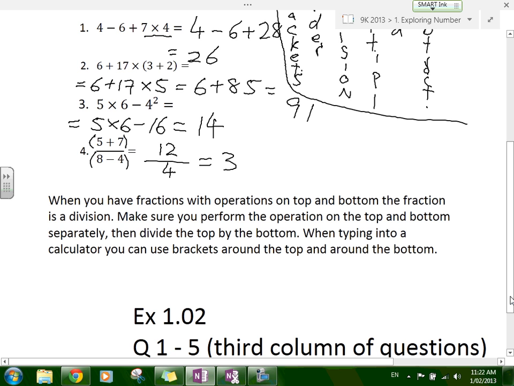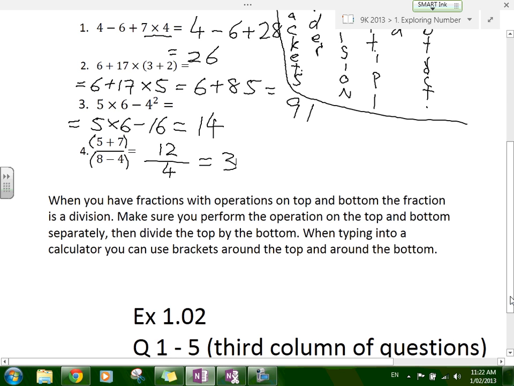Alright, so this is the important point about a fraction. A fraction is a division operation. When you have the numerator over the denominator, that's a division. That's what it's saying. So half actually is 1 divided into 2 parts, which is 0.5 or half. So when you have fractions with operations on top and bottom, a fraction is a division. You would think of it as a different way of writing the divide sign. Make sure you perform the operation on the top and bottom separately. You do whatever's on top, you do whatever's on the bottom, and then you divide the top by the bottom. You should use the terms numerator and denominator.